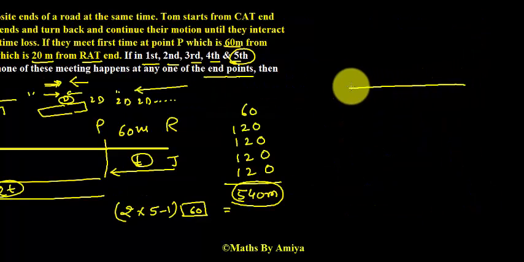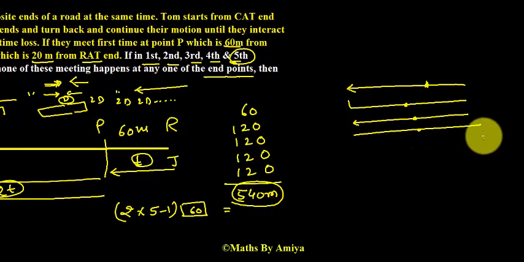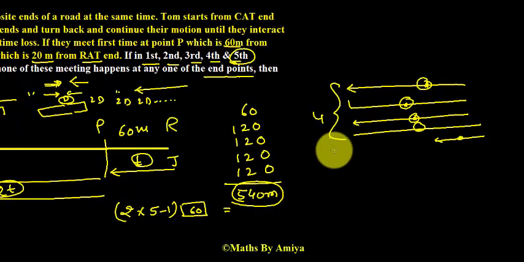In the first round of Jerry, there is a first meeting. In the second round of Jerry, there is another meeting. In the third round of Jerry, there's another meeting. In the fourth round of Jerry, another meeting. And in the fifth round of Jerry, another meeting. So, if we want 5 meetings, it means Jerry completes 4 of its rounds completely.